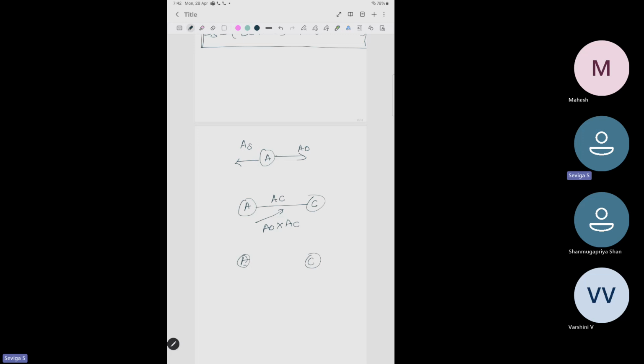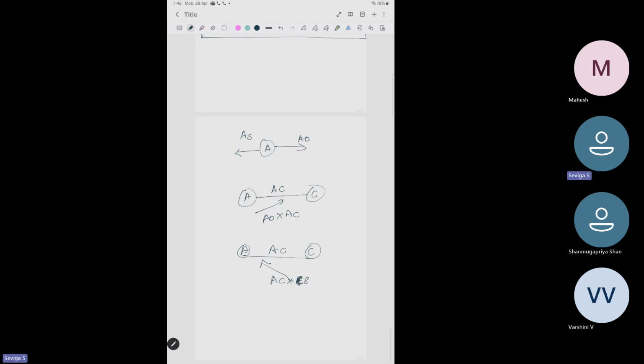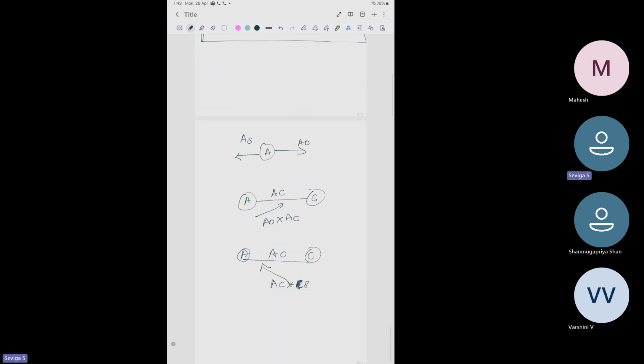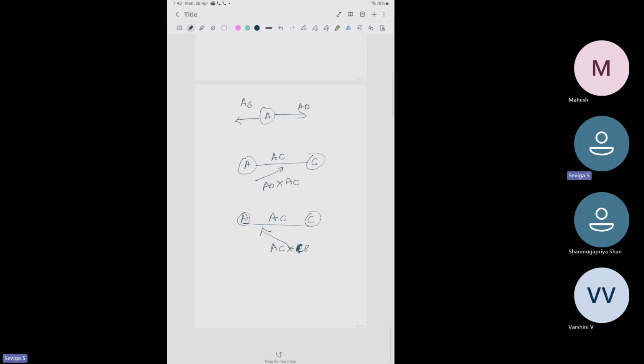For the same neurons sharing the same weight, if you are looking from right to left, then this is AC multiplied by C delta, because you are going from this direction to this direction. So you are multiplying C delta to this one. If you remember these conventions, we can see how the backpropagation algorithm works.